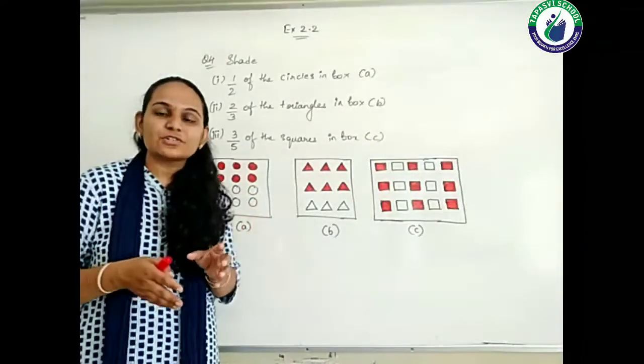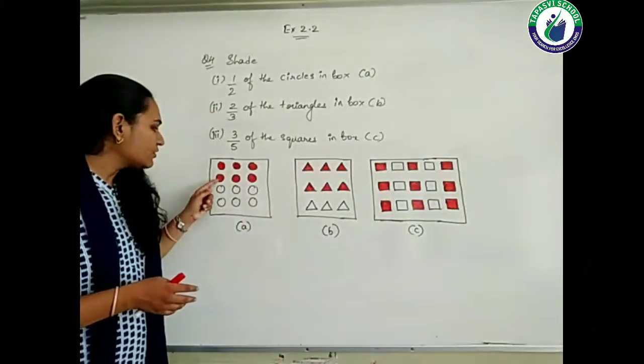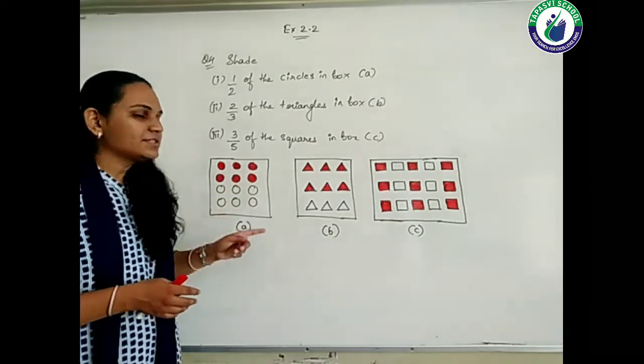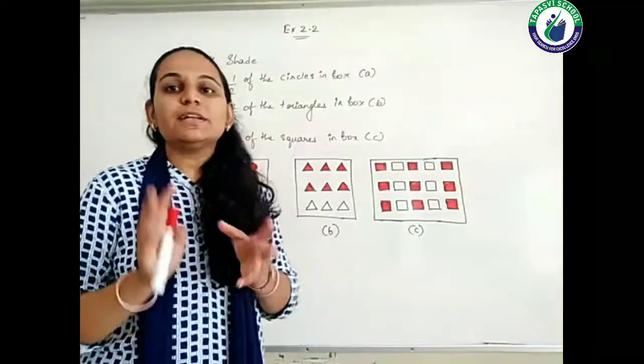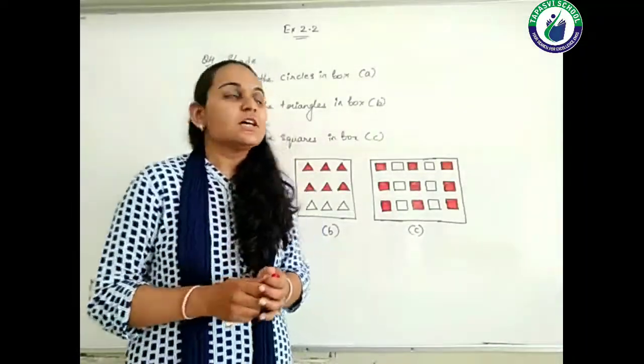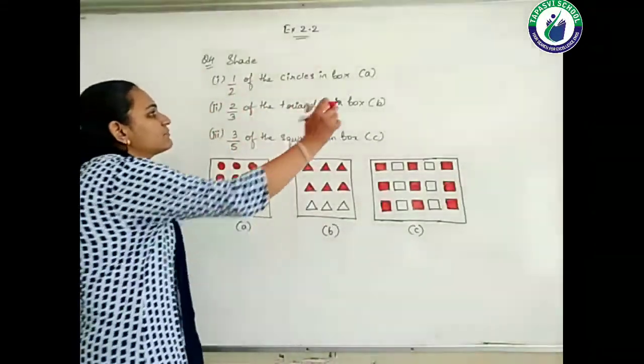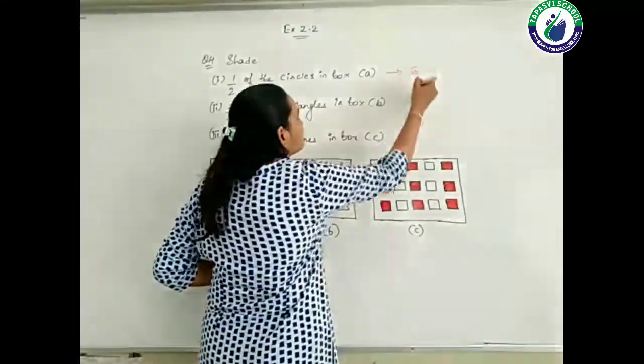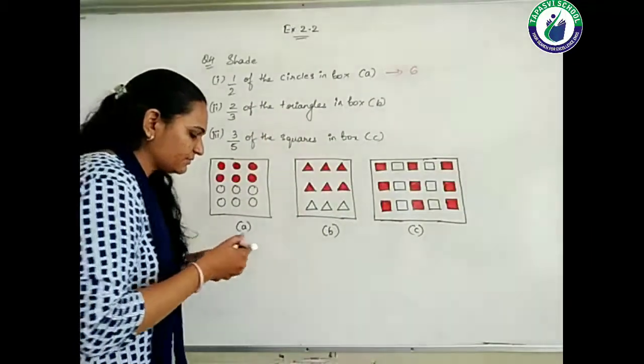You can do it horizontally also. You can do say 1, 2, then 1, 2, 3, then 4, 5, 6. Whichever you like, you can do it, but it should be 6, right, students? So 1/2 of the circles in box A, that means 6. Is it clear, students?